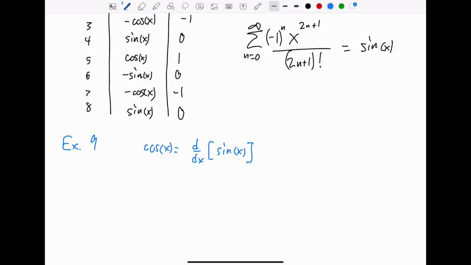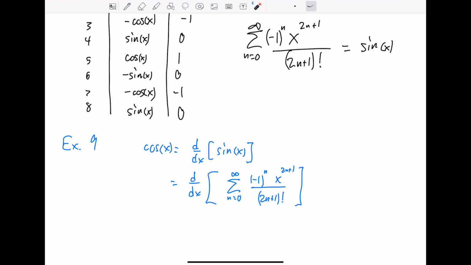So we'll just replace sine of x with the power series here and then talk about how to take the derivative. We have the derivative of the summation, where n goes from 0 to infinity, of (-1)^n x^(2n+1), divided by (2n+1) factorial. How do we take this derivative? How do we compute this thing? Well, we're taking the derivative of a sum. And when we take the derivative of a sum, we can just independently take the derivatives of the independent terms and then sum them all up.